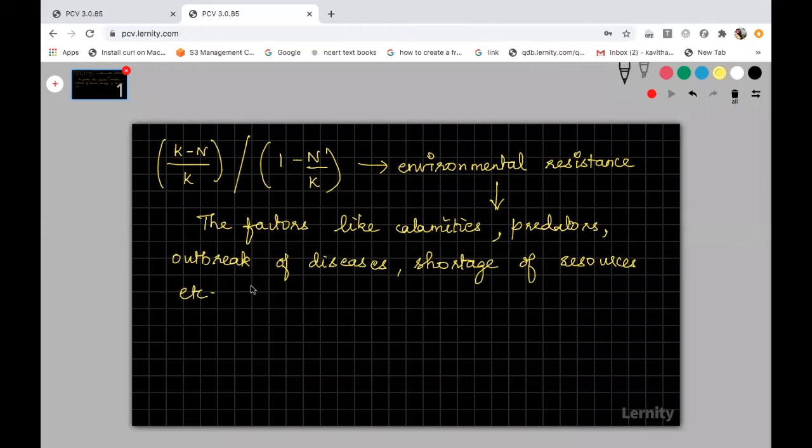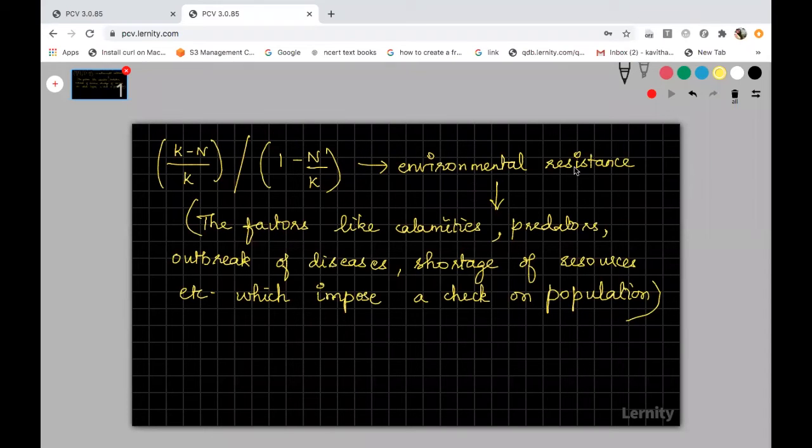All these factors always impose a check on the population. Impose means they are always forcing these factors. Check on the population means they are always checking whether the population is stable or not. If they find the population is beyond the carrying capacity, the stability is maintained again by all these factors. So this imposed check on the population forms the environmental resistance.